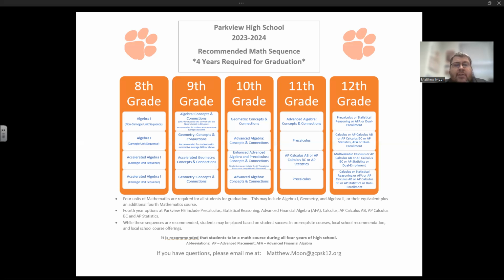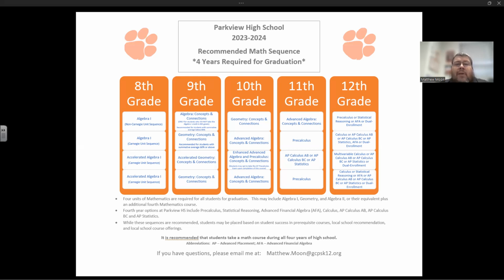For our accelerated students that are taking accelerated Algebra 1 in the 8th grade, you will have a choice between moving into Geometry Concepts and Connections or moving into Accelerated Geometry Concepts and Connections. The difference there is really where you want to end up as a senior. Students that take geometry as a 9th grader will still have access to AP Calculus, both AB and BC. They also have dual enrollment opportunities and also AP Statistics, along with some other options as well.